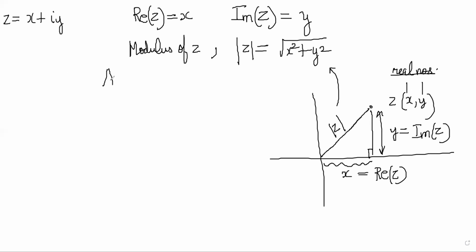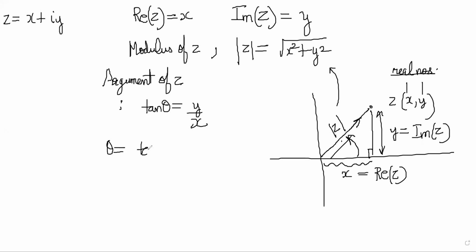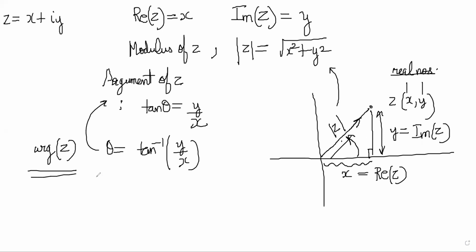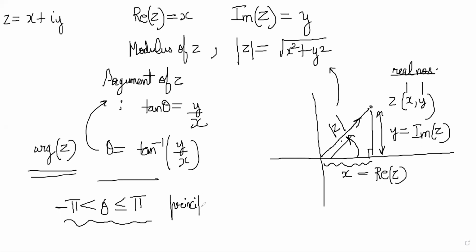What is the argument of z? Argument of z is basically the angle that this line makes with the positive x-axis. So you go anti-clockwise, and this angle is called the argument of z. So you'll have tan theta is equal to y by x, and theta is equal to tan inverse y by x. This theta is called the argument of z, arg z, right? This theta is defined to be only between minus pi and pi, so minus pi is less than theta is less than or equal to pi. This is called the principal value of the argument.